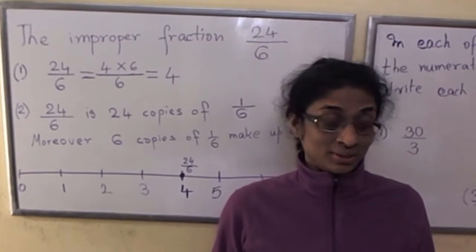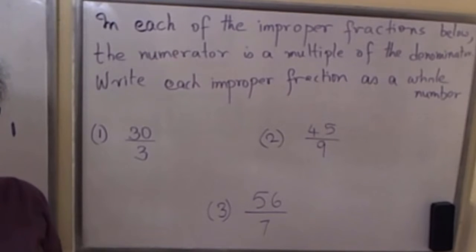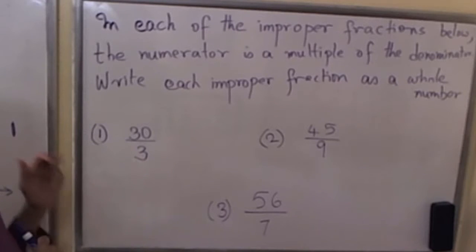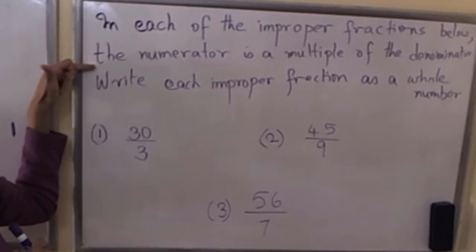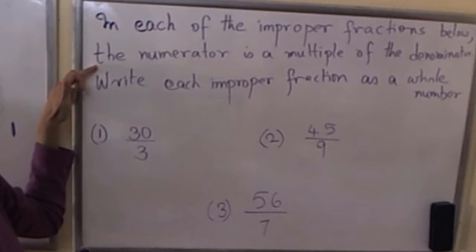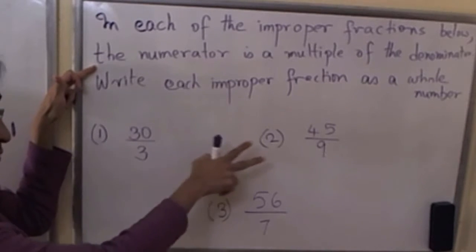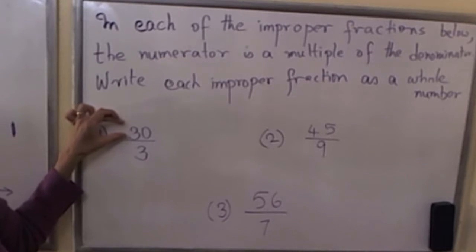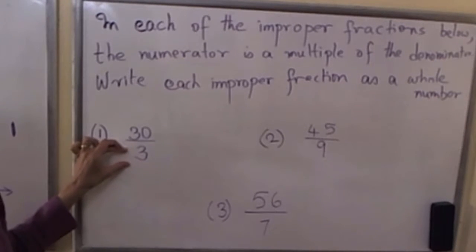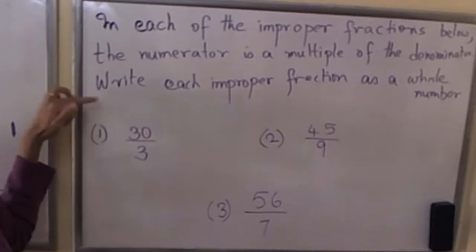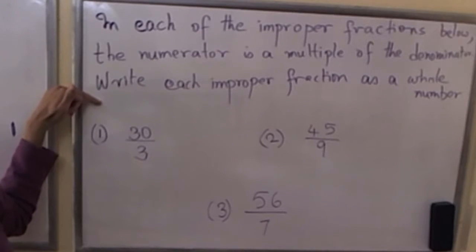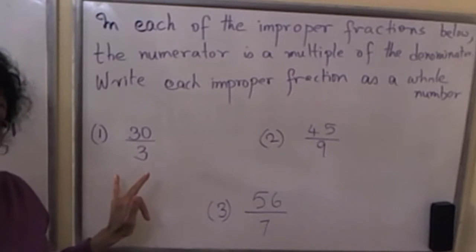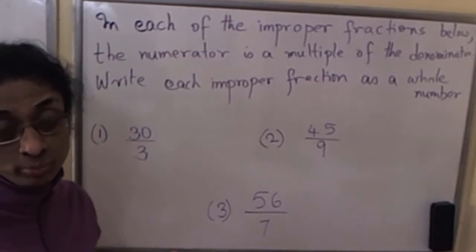Now let's look at some problems. Okay, let's read the problem. In each of the improper fractions below, the numerator is a multiple of the denominator. So I actually picked very specific improper fractions. I wrote them in such a way that you'll notice the numerator is a multiple of the denominator in each case. And now I'm saying write each improper fraction as a whole number. So in these special cases, each of these improper fractions will be a whole number by our discussion.